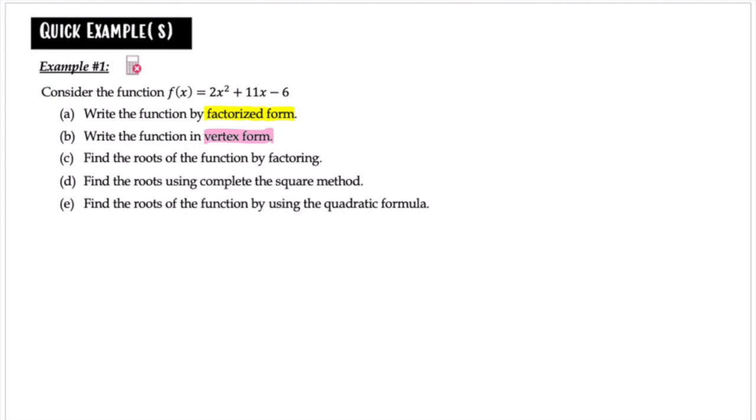Part C wants us to find the roots of the function by factoring. Part D wants us to find the roots by using the complete the square method. And part E wants us to find the roots of the function by using the quadratic formula. So this is as complete as a question is going to get. Let's start by factorizing this function.